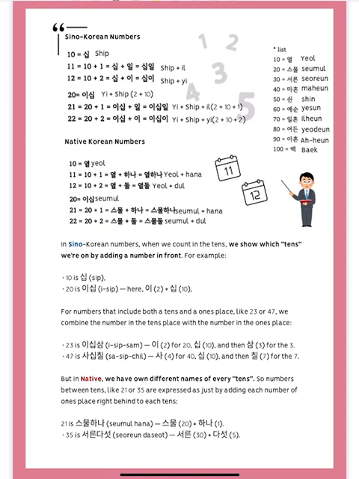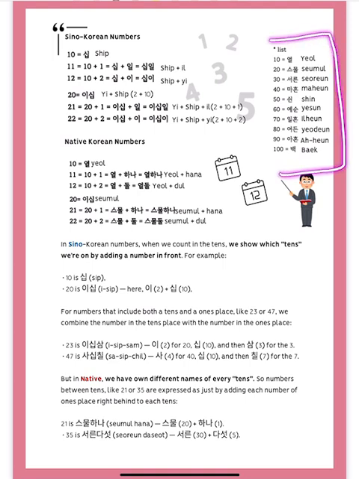Next is native Korean numbers. 10 is 열. 10 plus 1 is 열 plus 하나, 열 하나. 10 plus 2 is 열 plus 둘 equals 열 둘. And 20 is also called 스물. 20 plus 1 is 스물 plus 하나, which equals 스물 하나. 20 plus 2 is 스물 plus 둘, which equals 스물 둘.